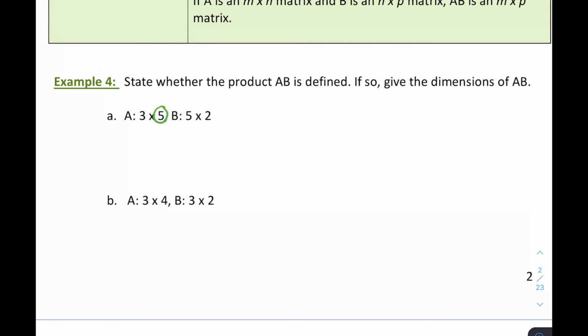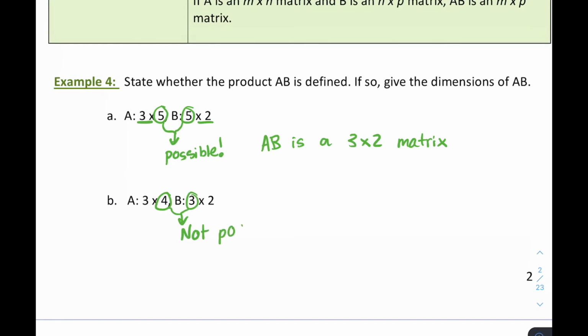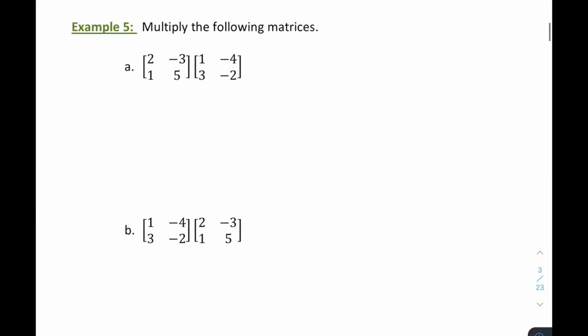I would need to check that the number of columns in matrix A matches the number of rows in matrix B if I'm going to multiply and get AB, and they do, so it is possible. The dimensions of my new matrix AB for my product are going to be my outer dimensions there. It's going to be a 3 by 2 matrix. If you look at BA, the number of columns in matrix B doesn't match the number of rows in matrix A, so it's not possible to do that matrix multiplication.